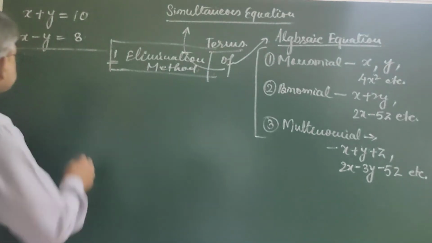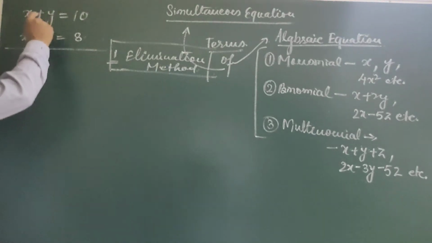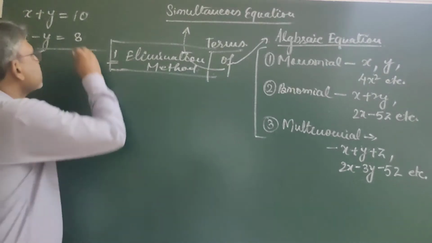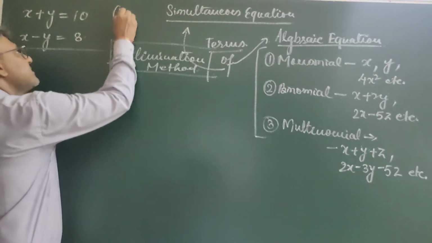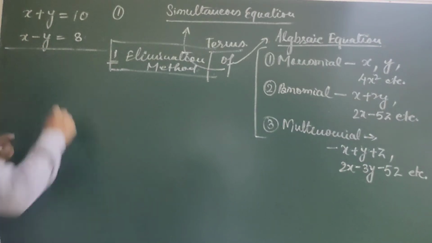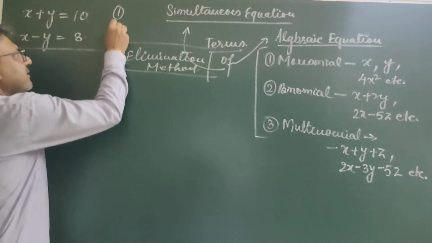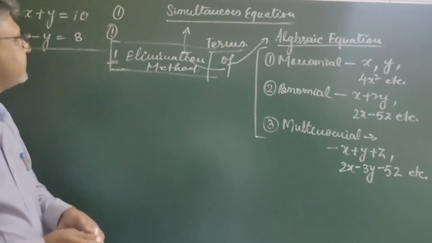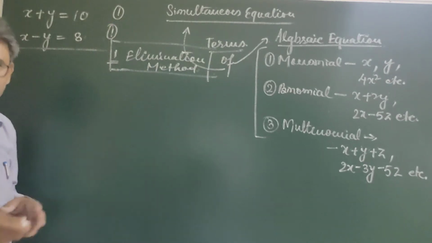Coefficient of y: nothing is given in front of y, that means the coefficient of y in equation 1 is 1. Same as in equation 2, in front of y nothing is given, that means 1 is the coefficient of y in equation 2.